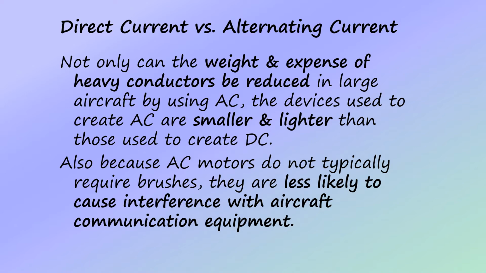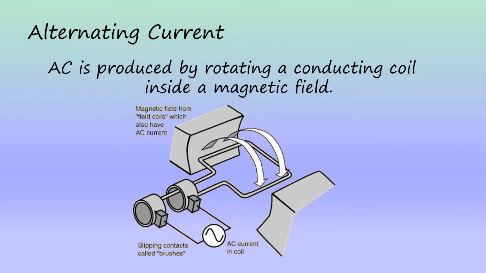Also, the equipment required to generate alternating current is smaller, lighter, and less likely to cause radio interference than those used to create direct current. The electrical power generated by our hydroelectric, nuclear, coal, and natural gas-powered power plants, as well as that produced by the alternators in our vehicles and aircraft, is all generated by rotating a conducting coil through the lines of flux within a magnetic field.